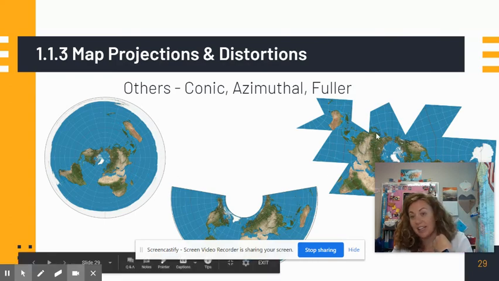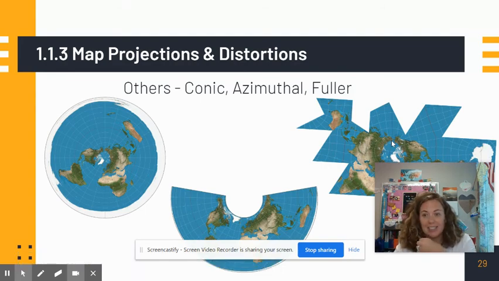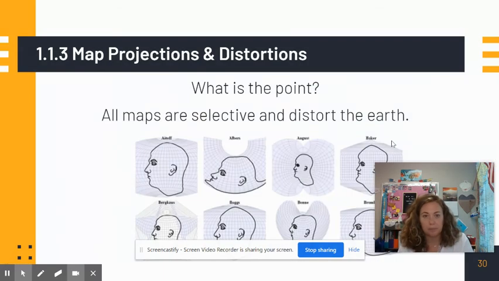And then you have this funky thing over here, which is Fuller. This is kind of like one of those puzzles. If you were to cut it out on paper and try to shape it back into its original shape, it would end up in a spherical-ish shape.